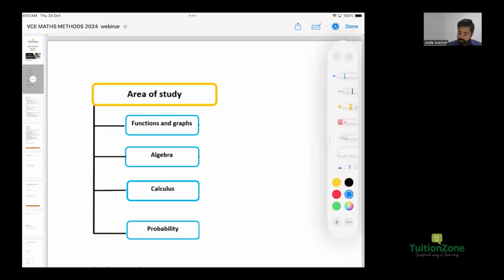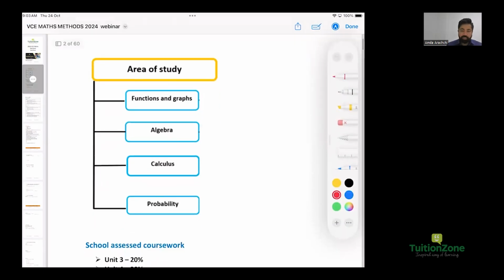Just a quick understanding. You can see the main sections of the exam: functions and graphing, which includes all the graphing we did, including linear, quadratics, cubics, quartics, everything inclusive in here. Then algebra, you need all the basic algebra as usual. Then calculus, including all the differentiation, applications, as well as the integrations. And the last section is probability.